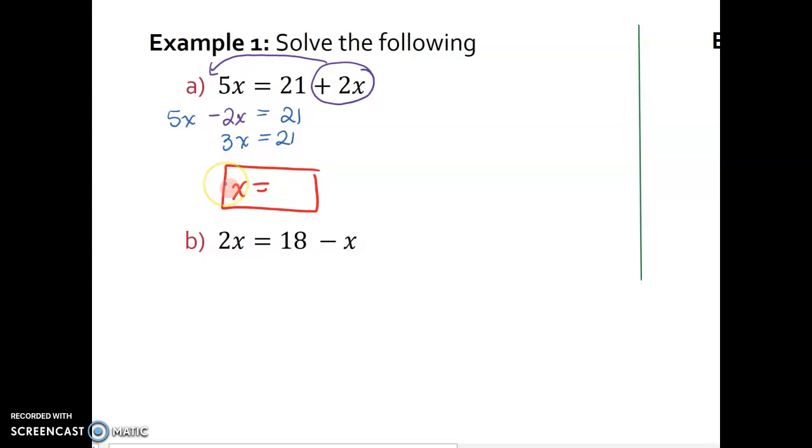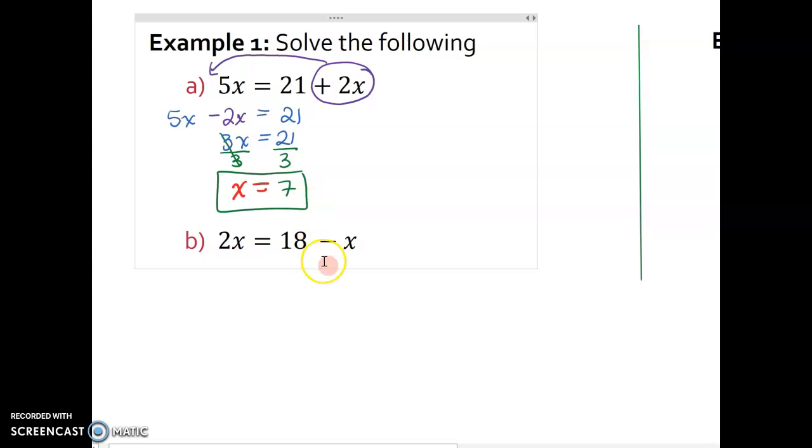But that's not where I want to be for my final answer. I need x to be by itself with a 1 in front. So that means I need to get rid of the 3. The 3 is currently being multiplied by x, so I'm going to divide by 3 to get rid of that 3. But if I do this to this side, I also have to do it to the other side. So then I have 21 divided by 3, which gives me 7. So my x value for this equation is x is equal to 7.